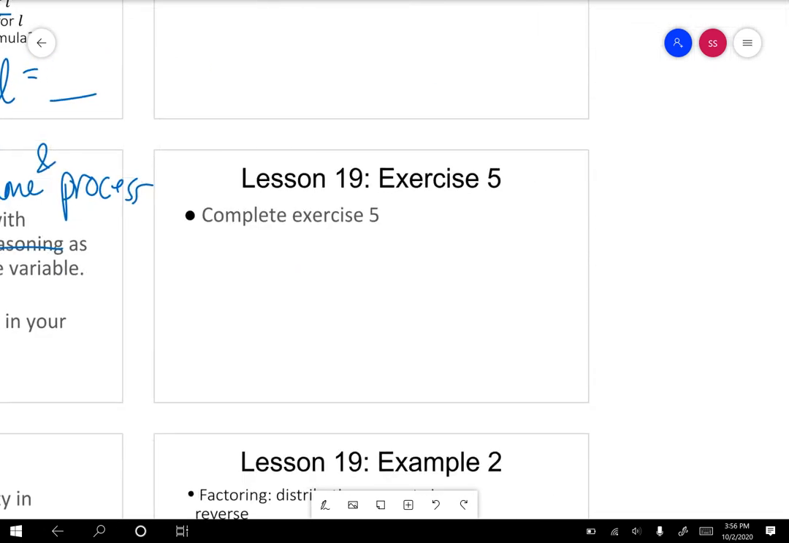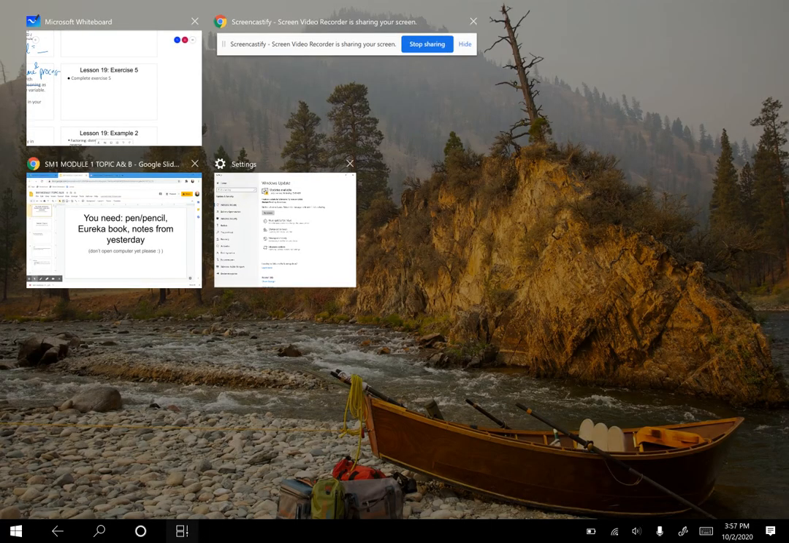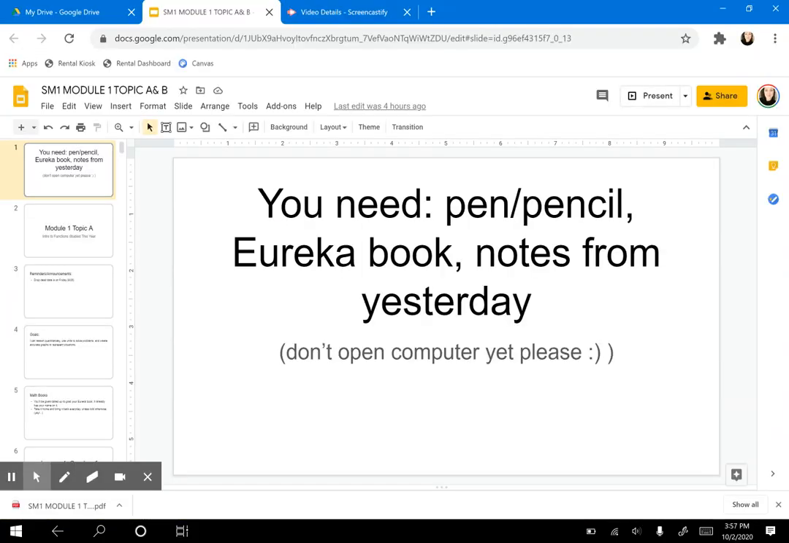Okay, here's where I want you to pause and try exercise 5 by yourself. You have problems A and B, and they both have part 1 and part 2. So try that one and then unpause this to check your work.